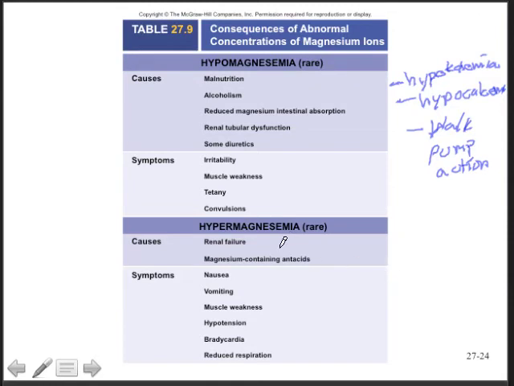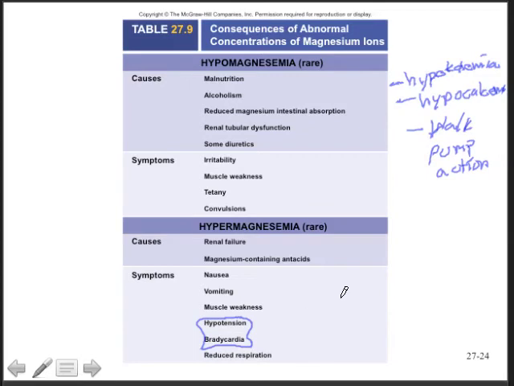Now, hypermagnesia is the flip side of this phenomenon. It can be caused by renal failure or exposure to magnesium-containing antacids. Symptoms include nausea, vomiting, muscle weakness, hypotension, and bradycardia, which, as you can imagine, are going to be related really to each other. The bradycardia will be in part responsible for the hypotension, and we also see a suppressed rate of respiration.